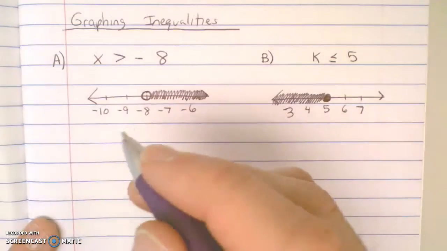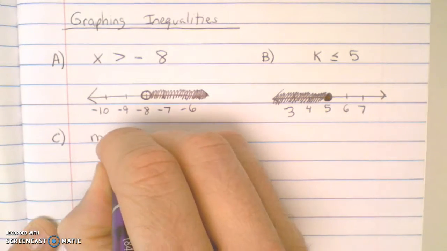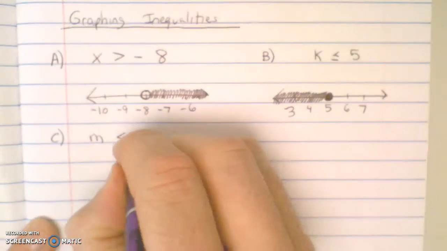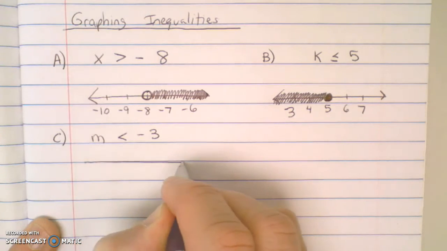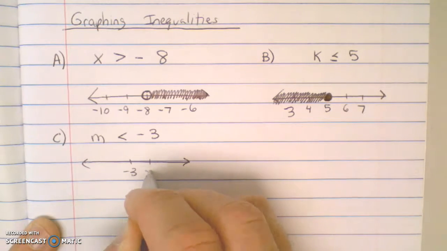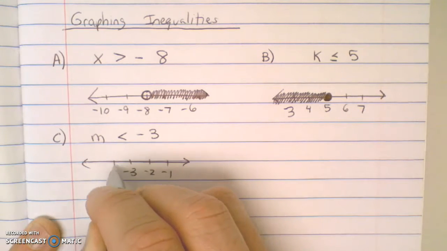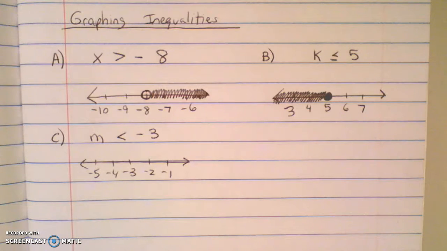Let's look at two more examples. Say I gave you m is less than -3. So I'm going to create my number line, put -3 in the middle, and build around it. Remember, you go putting your numbers in order from least to greatest.